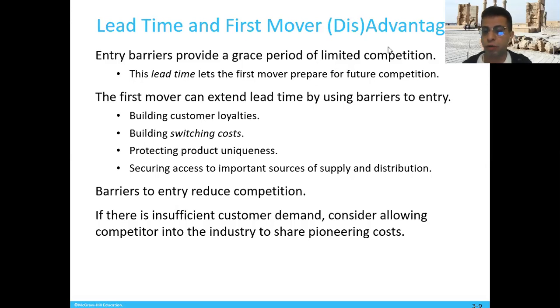Protecting your product uniqueness. When you have the experience and the knowledge, you know how to make your product unique. In the field of IT, for example, you can do localization, customization, Arabization, extra extensions for certain businesses. These all make it unique for you.